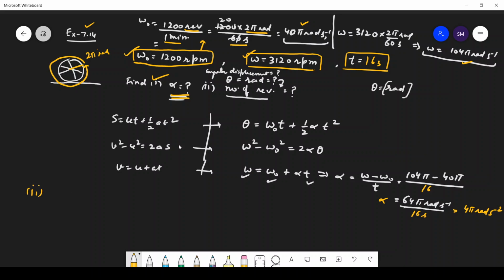Now the second part, number of revolutions. Number of revolutions means we have to find the angular displacement. We can use any of these two formulas, so let us use this one. Theta equals omega naught, this is your omega naught, 40 pi radians per second, into time, that is 16 seconds, plus half into alpha, that is 4 pi radian per second square, into time squared, 16 squared.